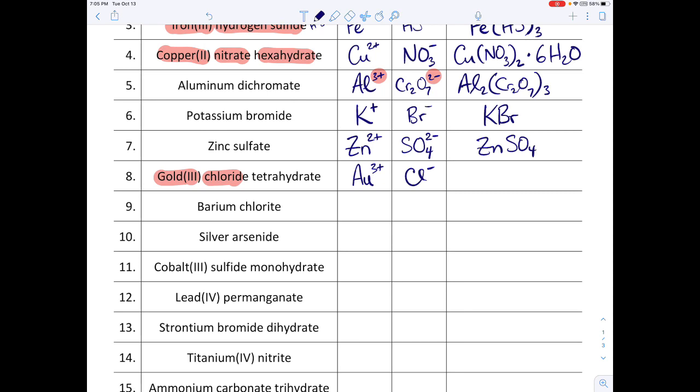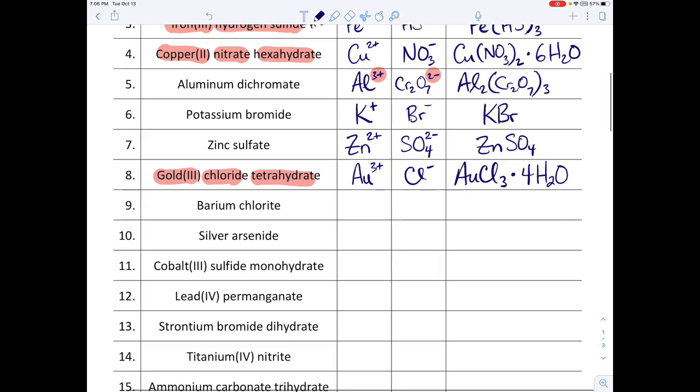So because we have a 3 plus and a 1 minus, we're going to need 1 gold and 3 chlorides to make the charges cancel out. So AuCl3. There's gold(III) chloride. Now let's deal with the tetrahydrate. That is a hydrated compound, so we show a dot. Tetra means 4, and there are 4 waters attached with every gold chloride, so we write 4 H2O like that.